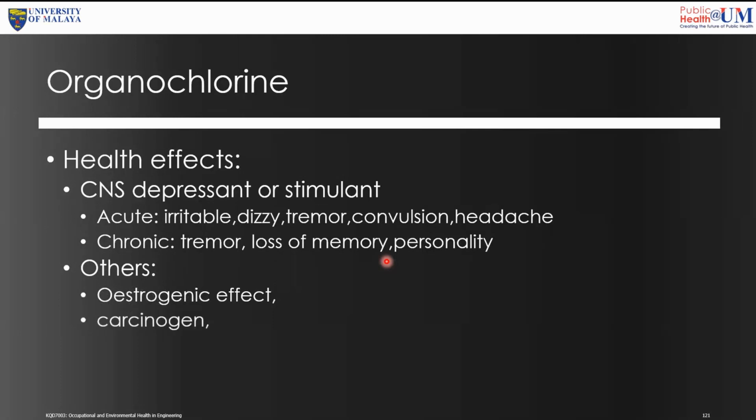So CNS effect is there as a stimulant. Acute irritability, stimulant, dizziness, tremors, convulsion, headache. Chronic effects: you get tremors, loss of memory, and personality change. Basically, sometimes you get a different personality. Others include estrogenic effect. Basically, what do you mean by estrogenic effect?